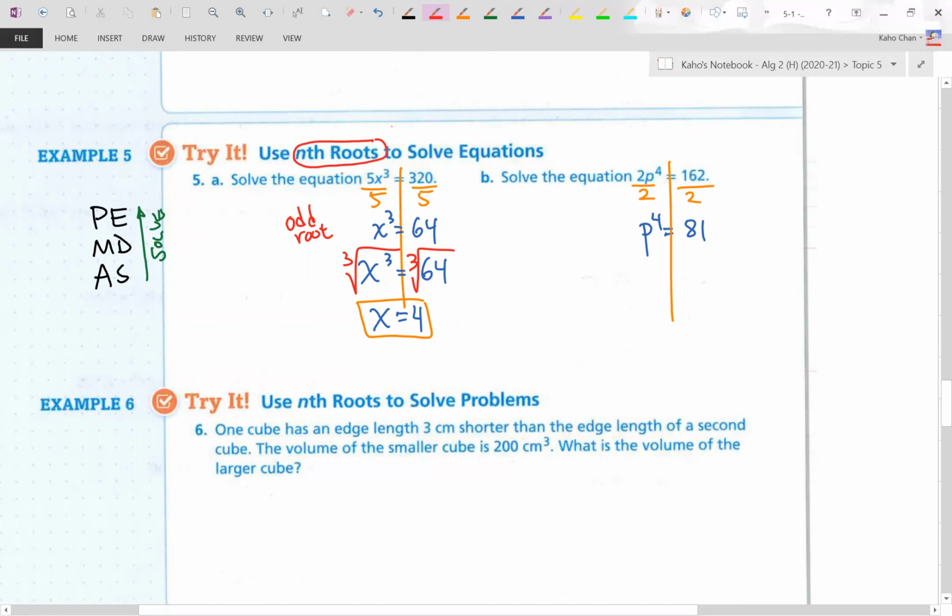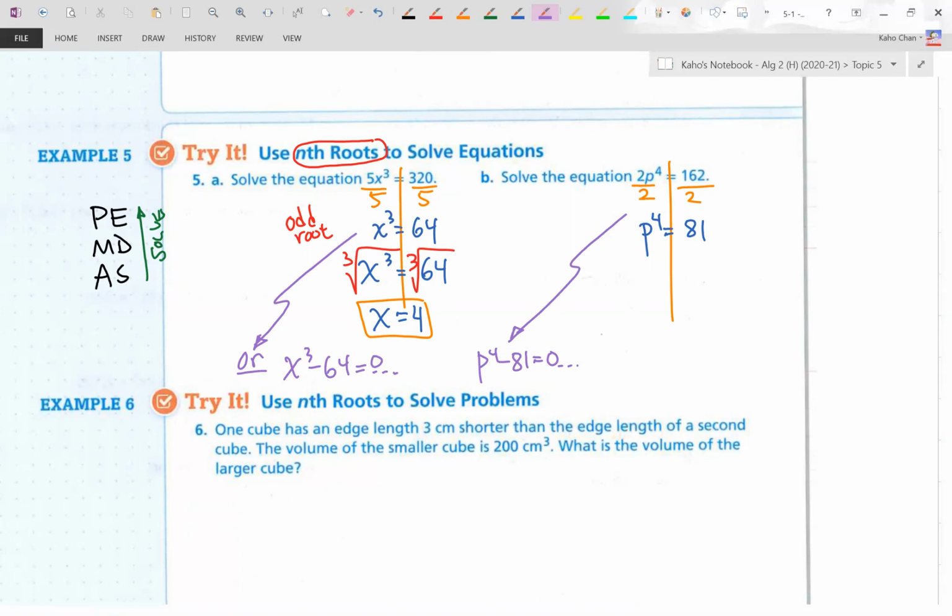There's actually 2 ways of doing these problems, by the way. And you know, I'm not actually going to do it. I'm just going to say or. X cubed minus 64 equals 0. We're not going to do that. Here's the same thing. You can do this if you wanted to. p to the fourth minus 81 equals 0. But we're not doing that. We're doing it the nth root way to solve. Okay, we're doing the opposite operation. All right, just want to make that clear.